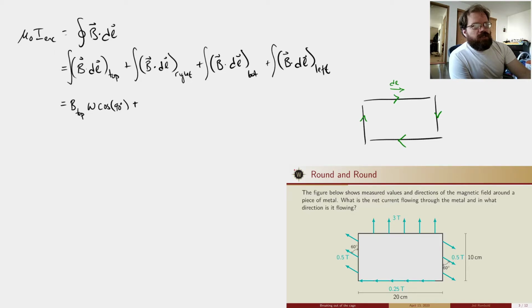So then on the right-hand side, I'm going to have my B on the right times the height that we're going down times the cosine of the angle between them. Well, on that side, B is going off at this angle down here. DL is moving straight down. The angle between those I actually gave you in this case, and we said that it was 60 degrees.